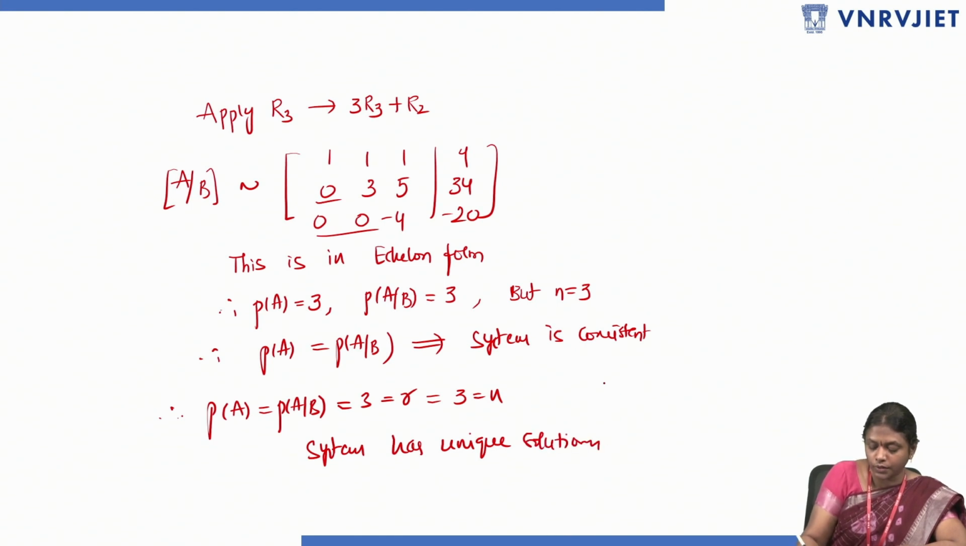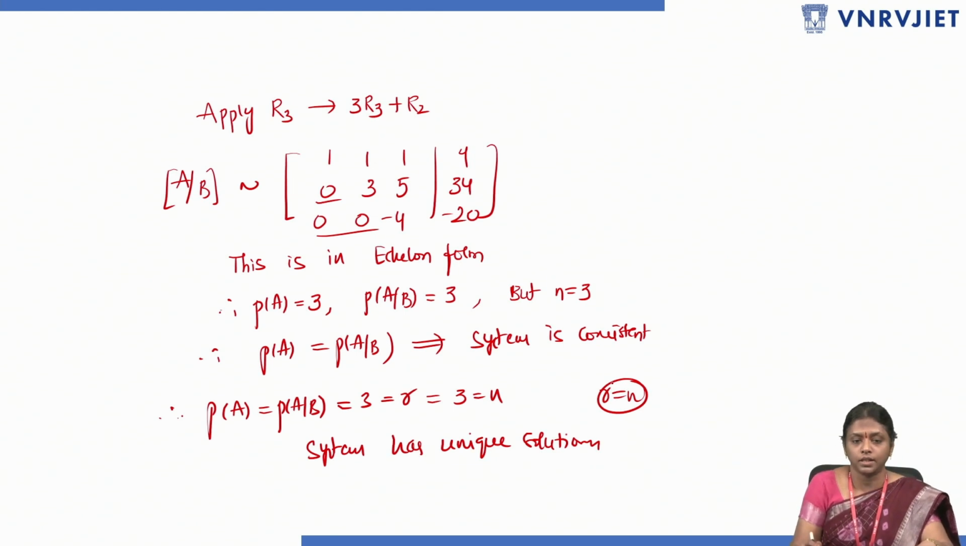So if R is equal to n, the rank is going to be the number of unknowns. Here we got the rank as 3 and the number of unknowns are also 3. So in this case, we can say that the system has a unique solution. Next, we need to find the values of the unknowns, that is x, y, z. So how can you calculate here? Again, by using the reduced echelon form matrix.